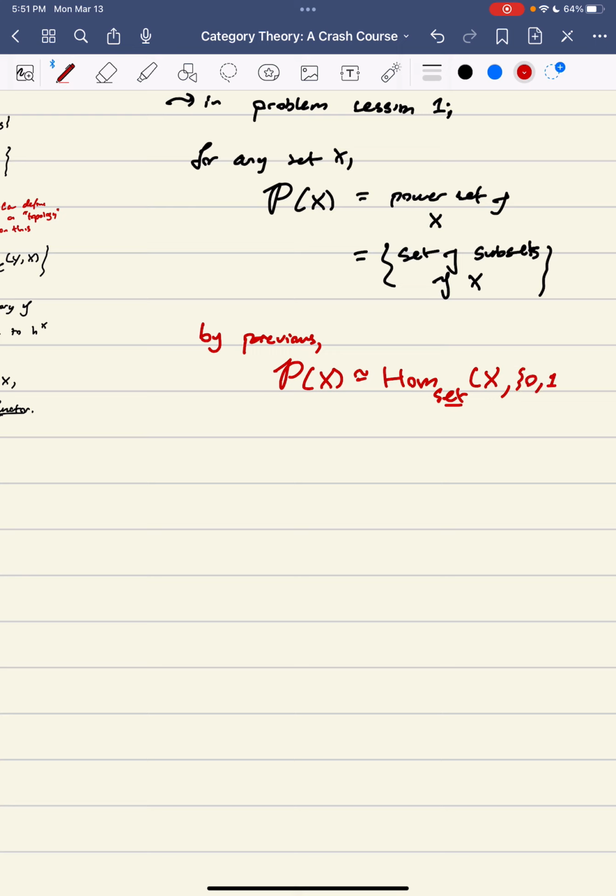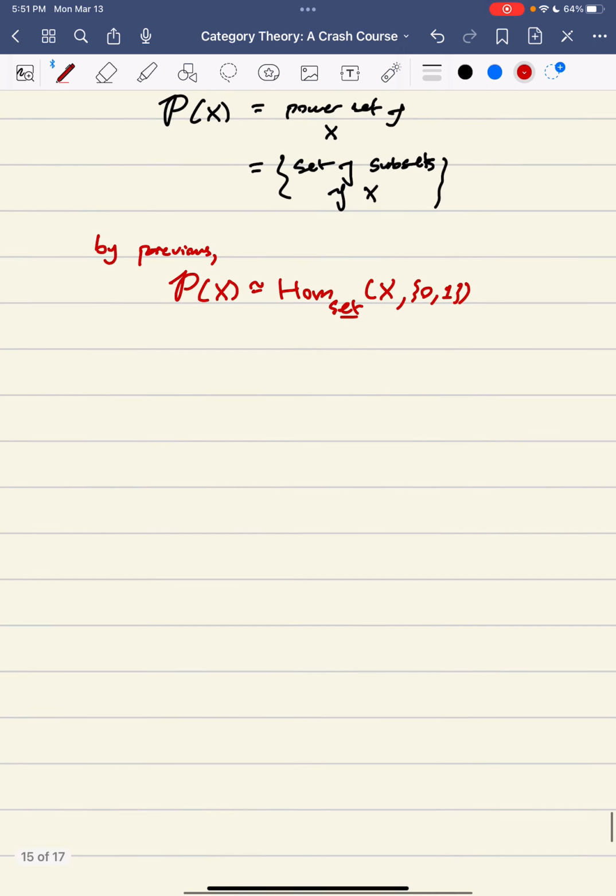So you send a subset of X here into the characteristic function of that subset. This is the function psi sub A, which says, for any given element little x, it's equal to 1 if little x is indeed an element of A, and 0 otherwise.